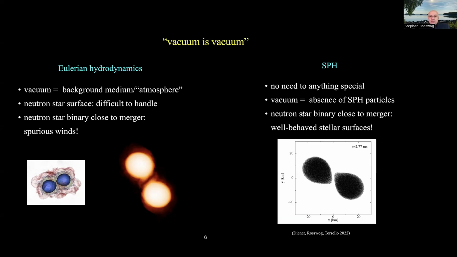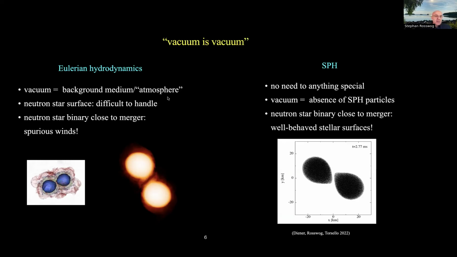And you don't have to do any special treatment of the neutron star surface. It just adjusts to hydrostatic equilibrium. And you see here, this is just close to a merger where I show really every particle. And you see the surface remains very smooth and well behaved. And this is actually an easy problem for this method.